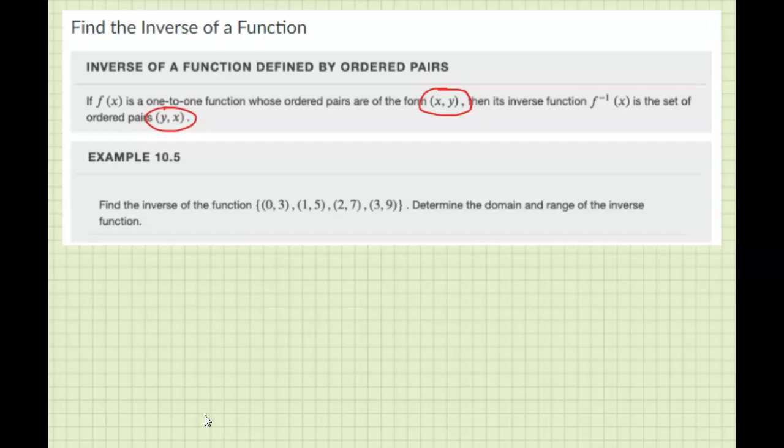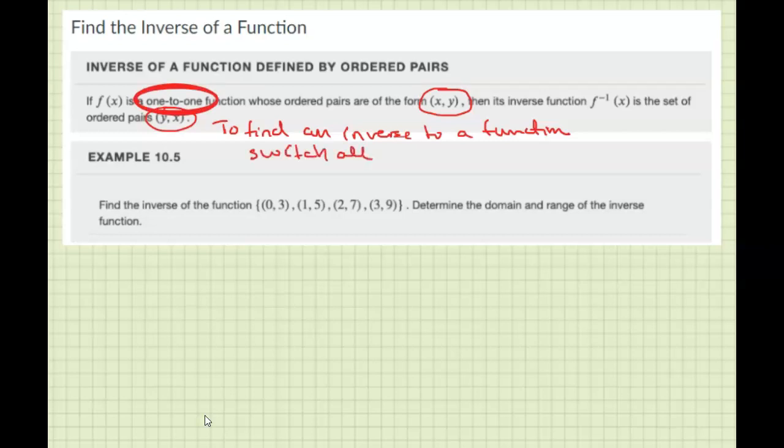Okay? So to find an inverse to a function, first of all, the function has to be one-to-one, right? And then you switch all the x's to y's and y's to x's. Okay, basically you're switching the domain and the range. So the domain becomes the range and the range becomes the domain. Okay, so basically everything is topsy-turvy.